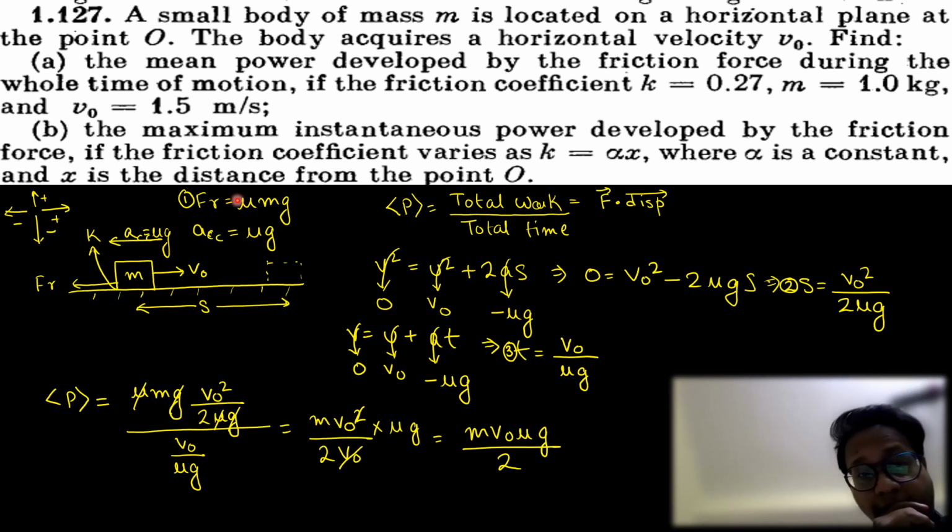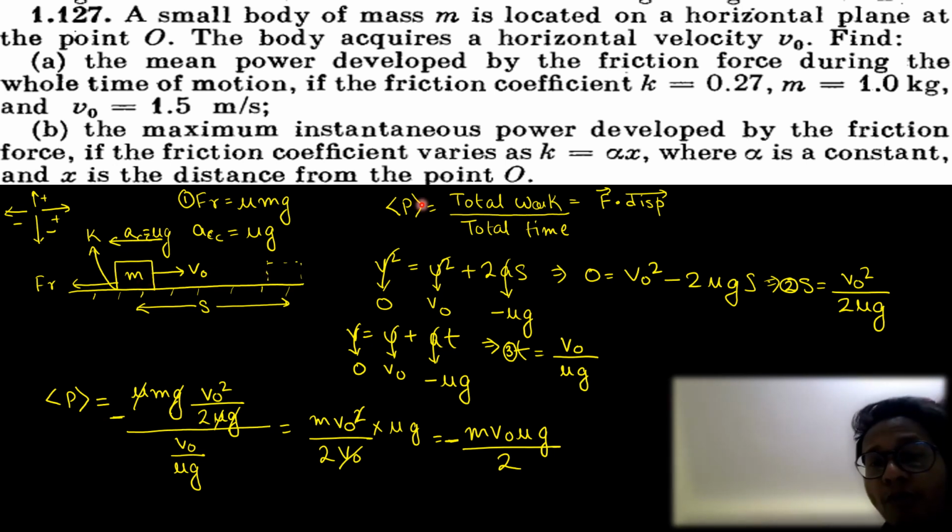One more thing. See out here, one thing you have to note is that the displacement acts opposite to the direction of friction force. So out here total work is negative, and the power is also negative. Why? Because displacement is opposite to the direction of friction force.